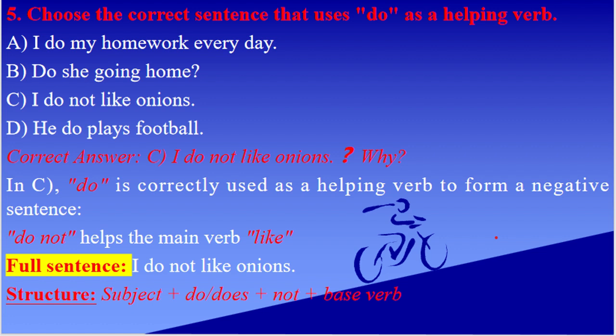Why? In C, "do" is correctly used as a helping verb to form a negative sentence. "Do not" helps the main verb "like." Full sentence: I do not like onions. Structure: subject plus do or does, plus not, plus base verb. Why the others are incorrect.